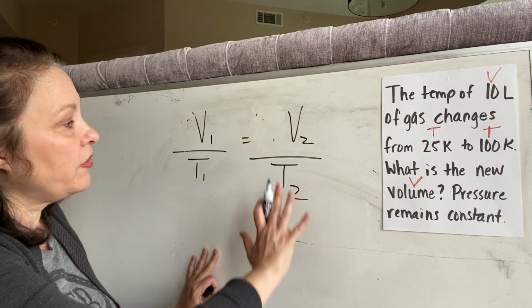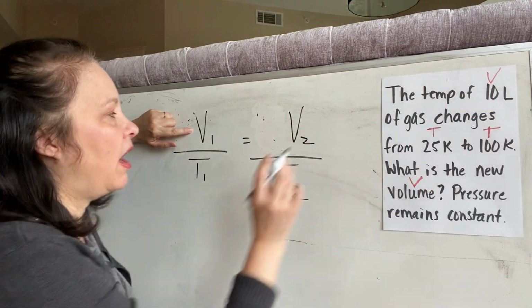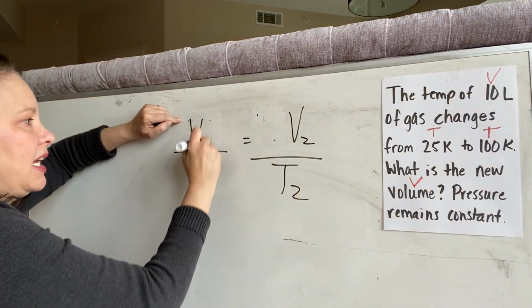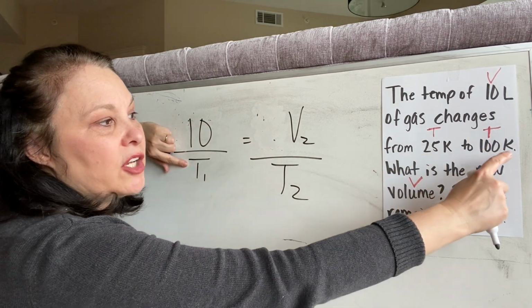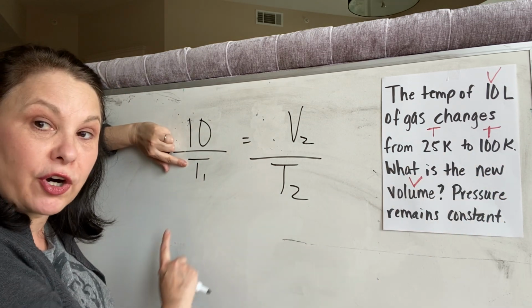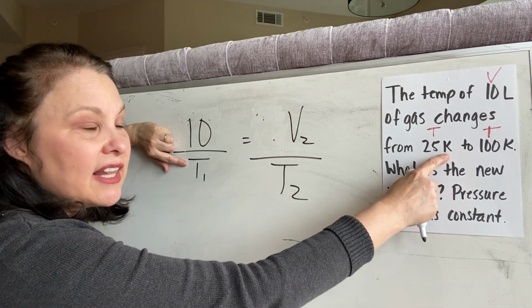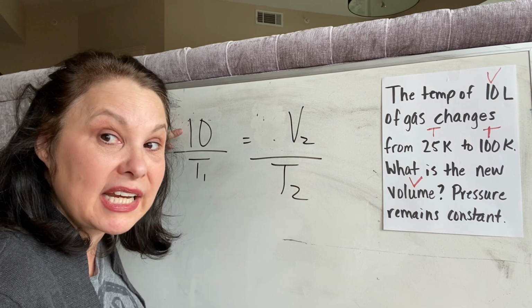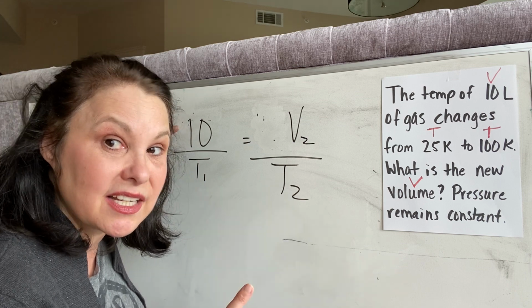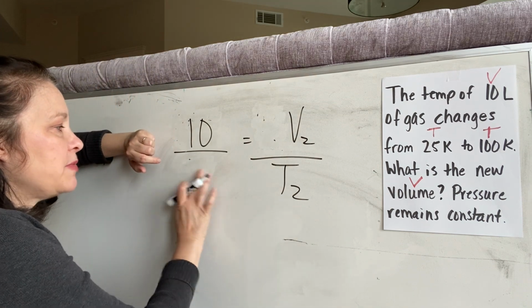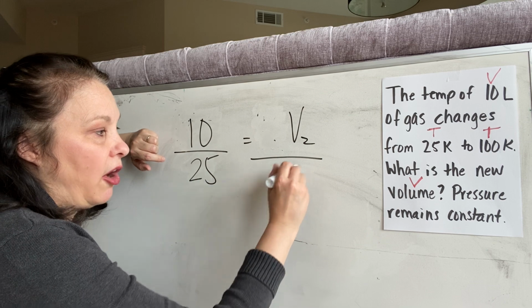That means all these other letters have to turn into numbers. So what is my initial or first volume? It says it's 10, so I'm going to put 10 here. What is my first temperature? Well, it says it changes from 25 to 100. So 25 is my first and 100 is my second. It went from 25 to 100. Notice that there's a K there, which means that it's already in Kelvin. I do not have to make any conversion. I can use that temperature because it is in Kelvin. I'm simply going to change my first temperature to 25, and my second one to 100, and again, they're already in Kelvin.